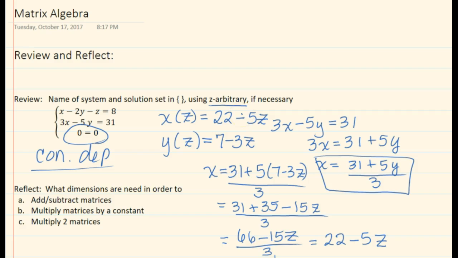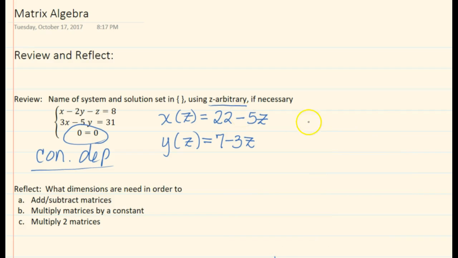Now we're ready to write our solution set. Because we are using the z-arbitrary, our solution set will be a point of 22 minus 5z. Y will be 7 minus 3z, and then z is arbitrary. So this will be our solution set for this consistent and dependent system. And that ends this video.